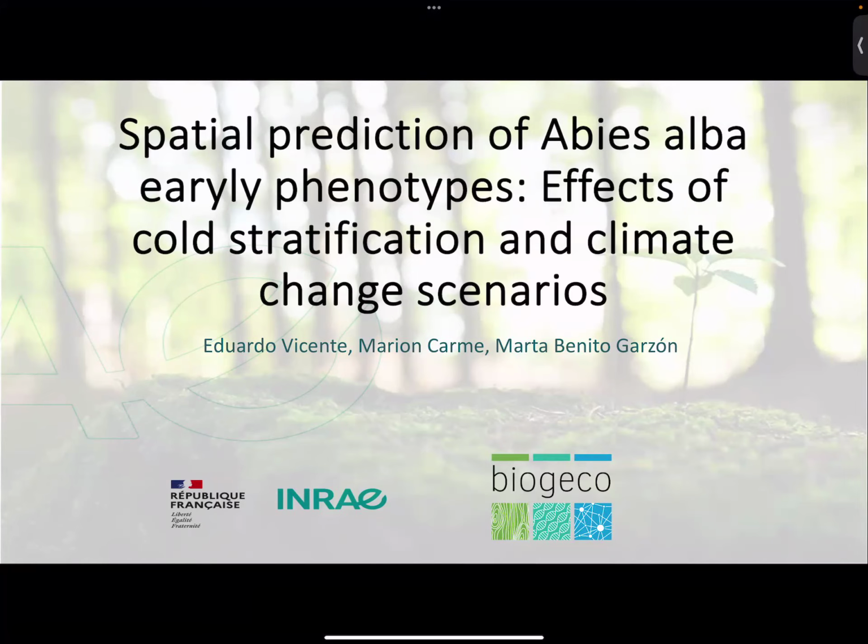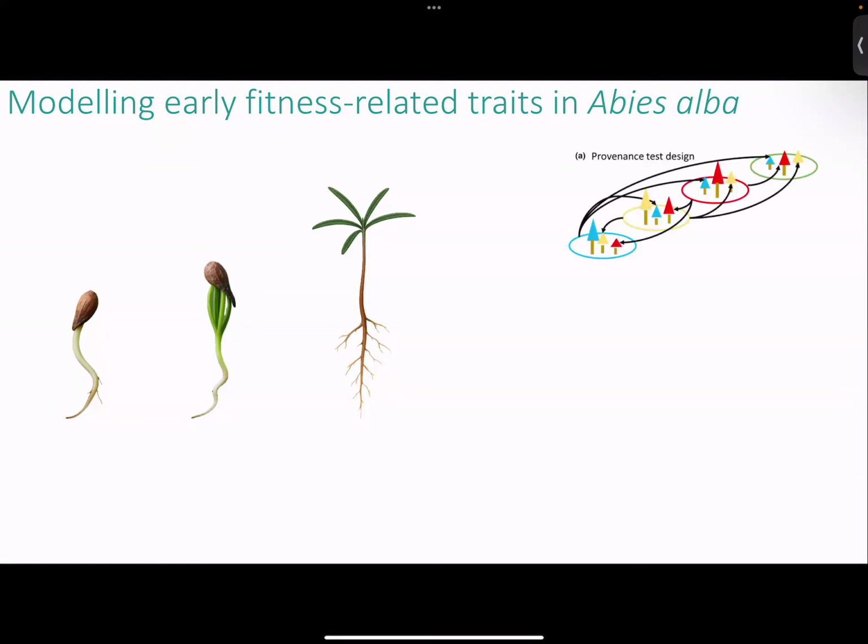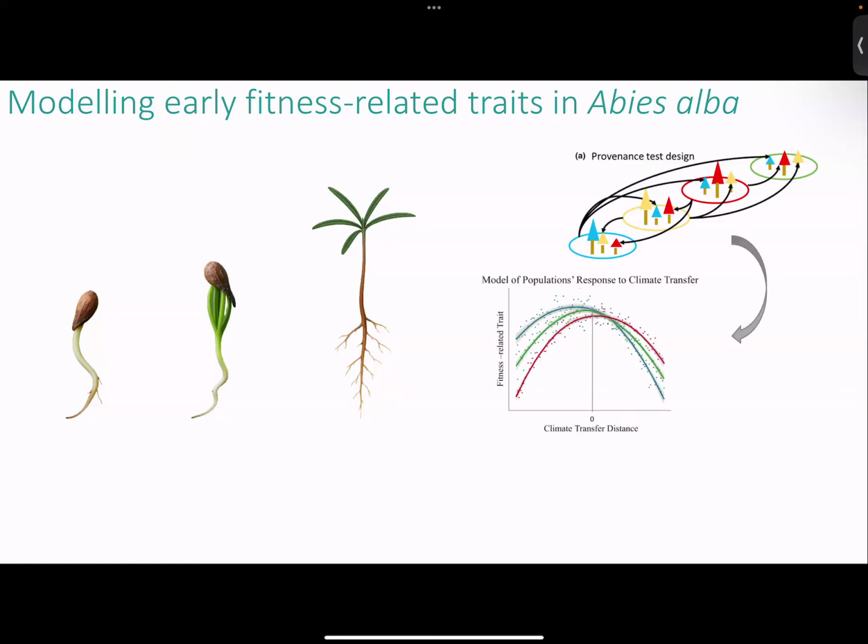And in this presentation, I will continue with the delta traits species distribution models applied to the early life stages of Abies alba, specifically applied to the process of germination and to fitness-related traits during the first months of life of the seedlings. The model that I'm going to present is based on a translocation experiment using climatic chambers, and it uses the concept of climatic transfer distance, specifically temperature transfer distance.